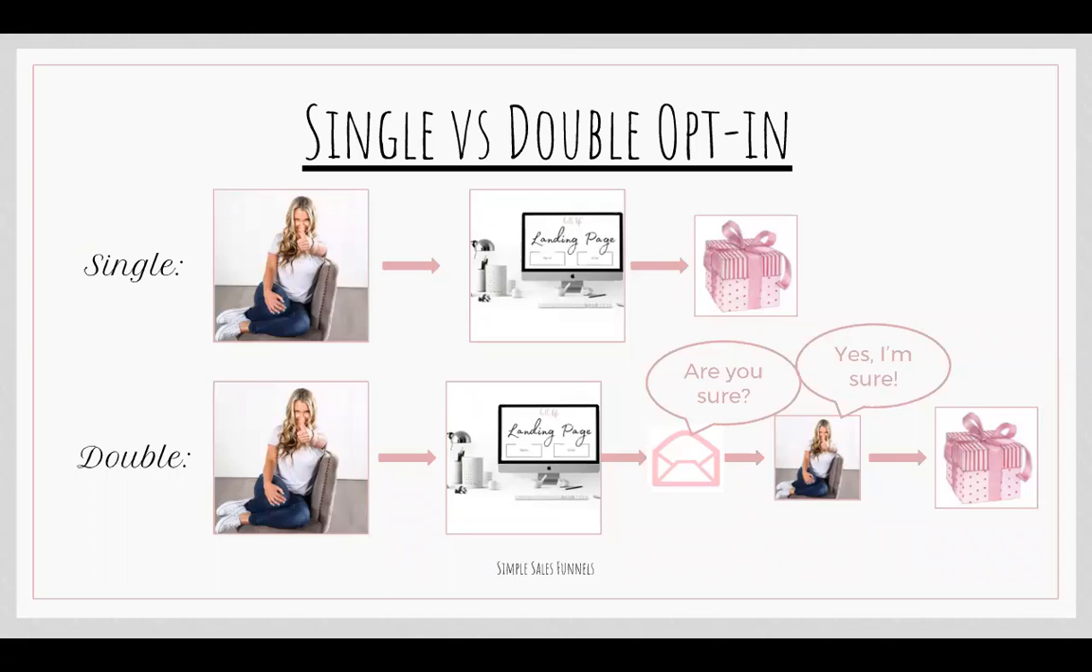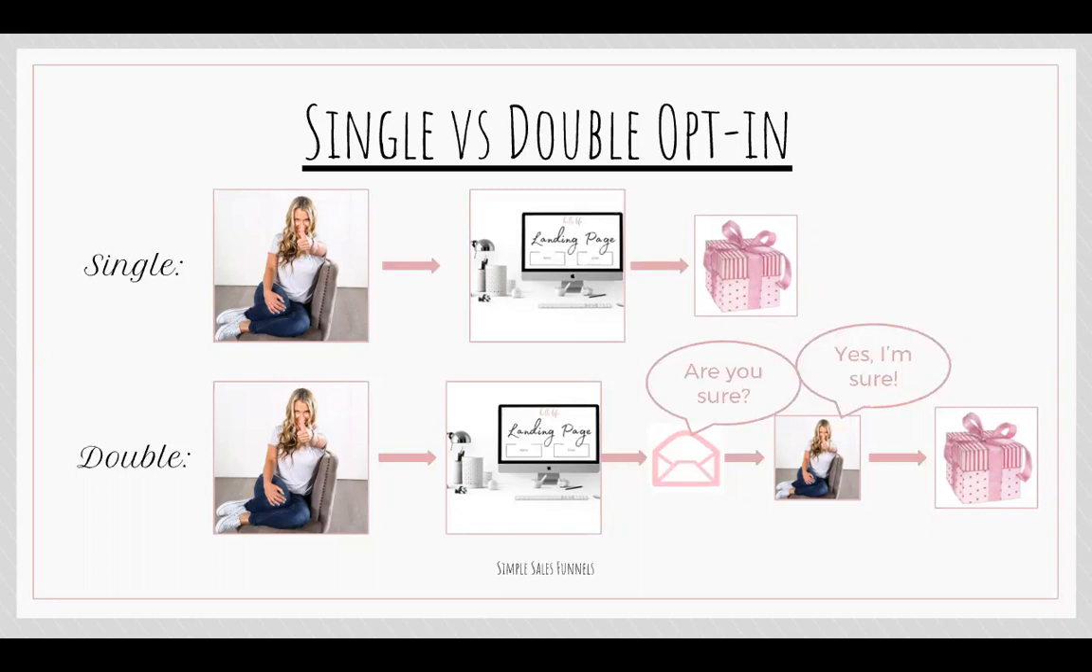But a double opt-in, on the other hand, would be like someone that came up to you and said, hey, can I get your number? And you give it to them, and then they text you and say, Katie, is this really you? And then you text them back and you're like, yeah, it's me. So with the double opt-in, she would enter her email and her name into the landing page, and she gets an email saying, is this really you? She'll click on the button and it says, yep, it's really me, and I'm sure I really want this. Then she'll get your free gift.